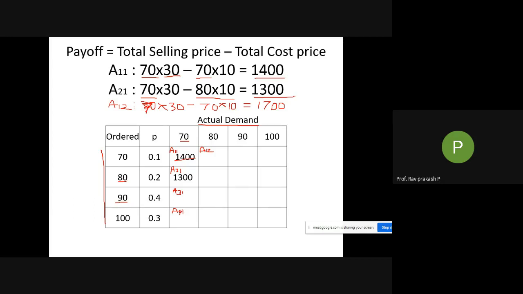So here, even if I am having more quantity, I am having less demand. But in this case, A21, what is happening? In A21, I am having less quantity, but the demand is more, but I cannot sell more, right? I am having only less. So whatever I bought, I need to again put 70 into 30 minus 70 into 10 only. So what is the value here?